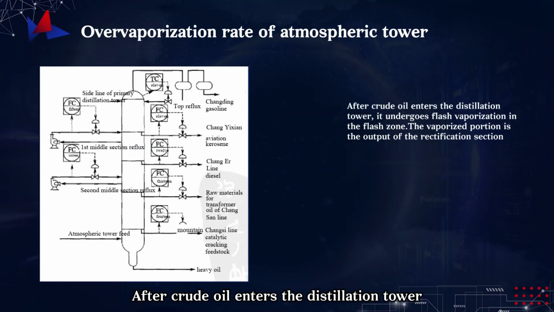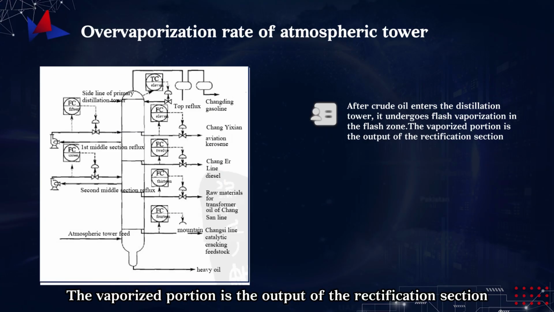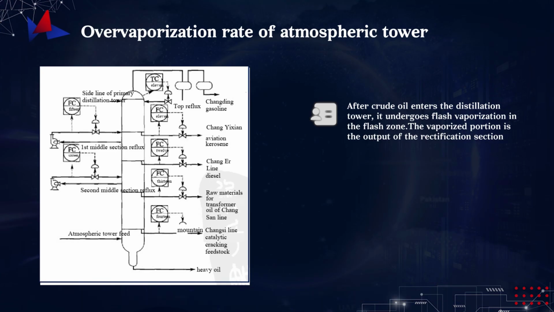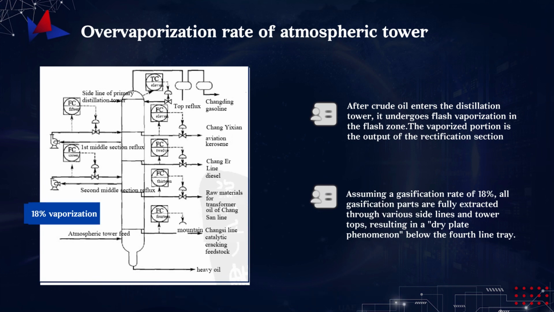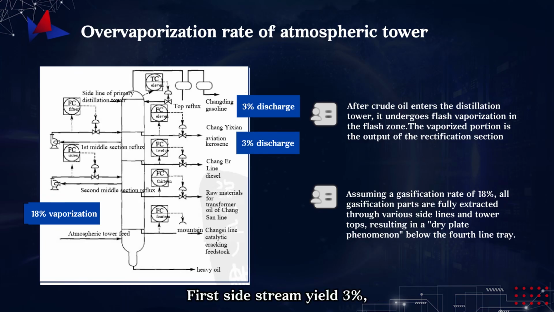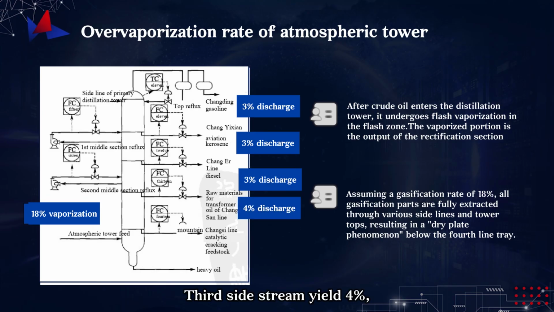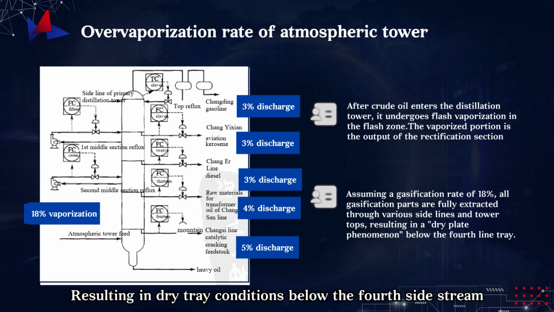After crude oil enters the distillation tower, it undergoes flash vaporization in the flash zone. The vaporized portion is the output of the rectification section. In the left figure, assuming the vaporization rate is 18%, with overhead product yield 3%, first side stream yield 3%, second side stream yield 3%, third side stream yield 4%, fourth side stream yield 5%, then all vaporized portions are fully extracted, resulting in dry tray conditions below the fourth side stream.